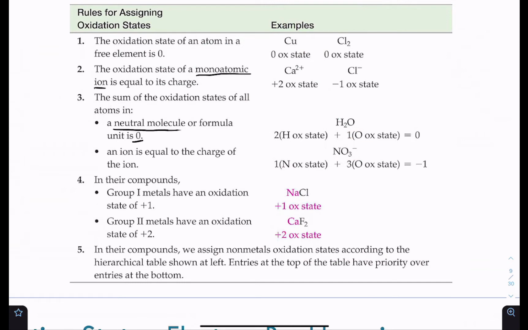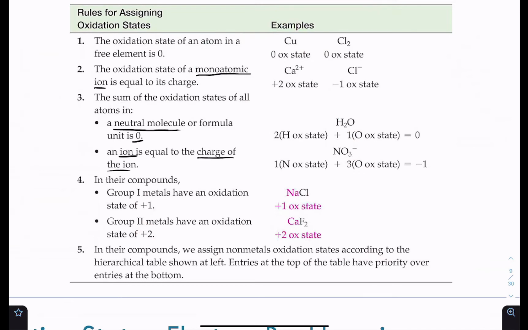So the sum of the oxidation states in an ion is equal to the charge of the ion. Another place where the charge is the same as the oxidation state is in group 1 metals. Group 1 is the first column, and they all have an oxidation state of +1. Group 2 metals all have an oxidation state of +2.